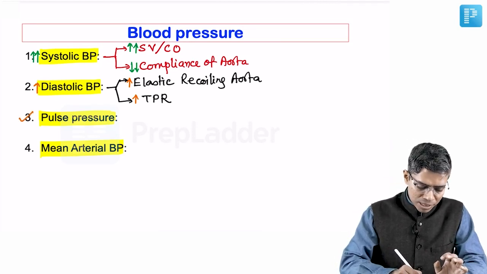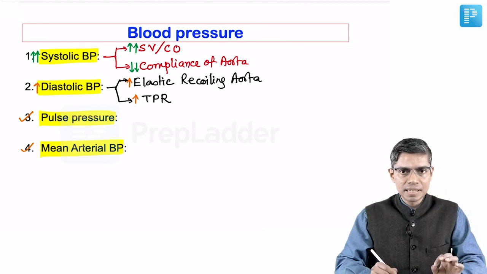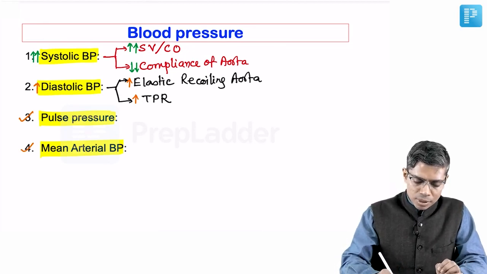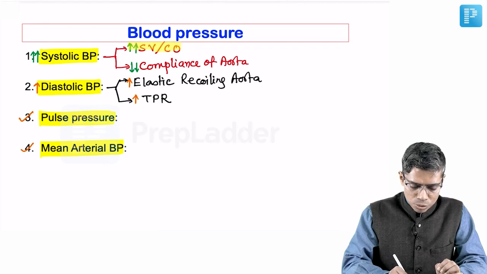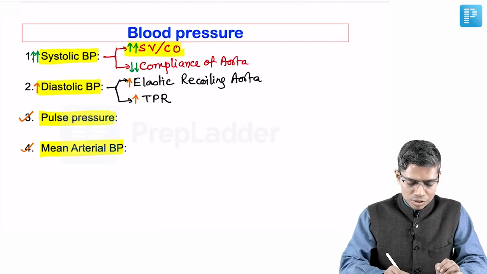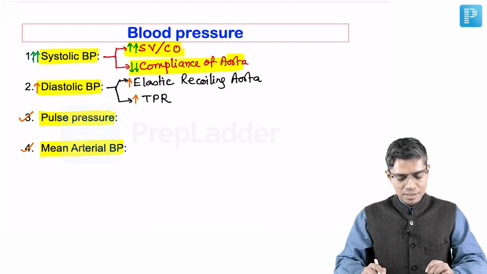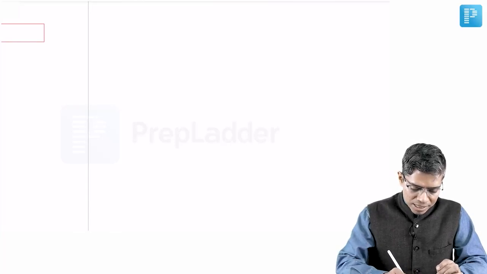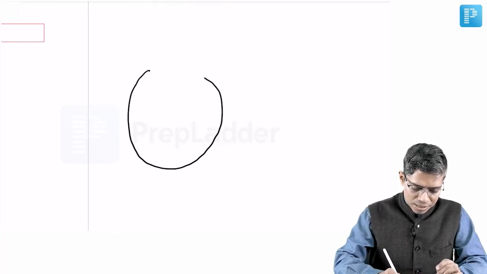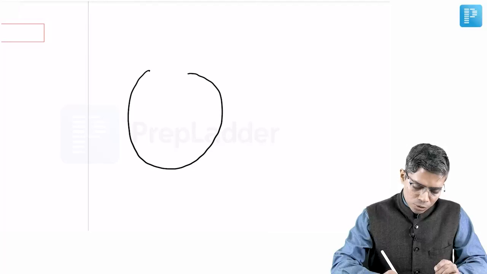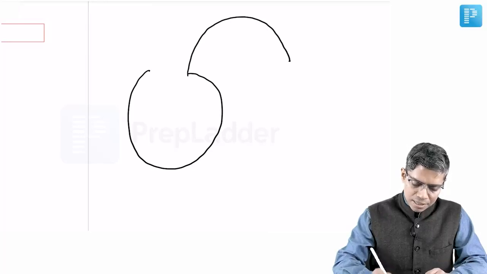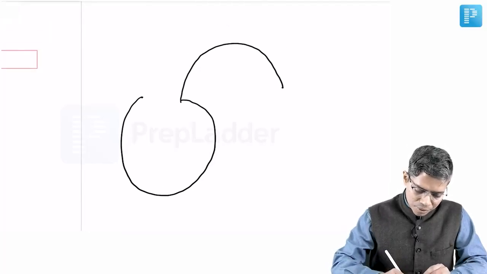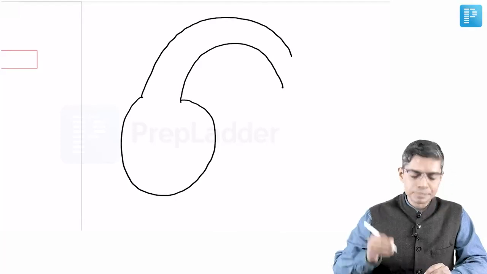Now we'll come to pulse pressure and mean arterial pressure a little later, but before that, let's try to understand all of these factors: how stroke volume and cardiac output are related to systolic blood pressure, and how the compliance of the aorta is related to SBP, right? So to understand this topic, I am drawing a schematic diagram of the left ventricle. So this is the schematic diagram of the left ventricle, and from this left ventricle, this is the arch of aorta which is originating.